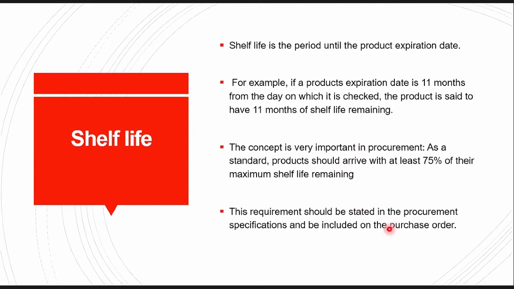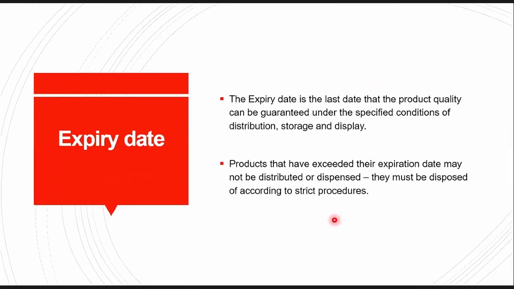And then if you are buying using a contract, remember to state this in your contract. It should be very clear. The expiry date, this is the last date on which we can guarantee that the products, under specific conditions, can be distributed and stored or even displayed for sale.